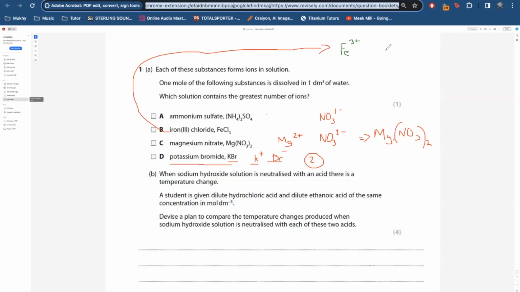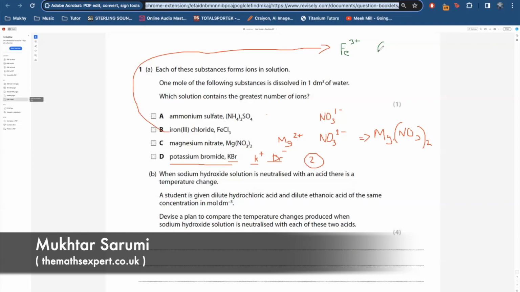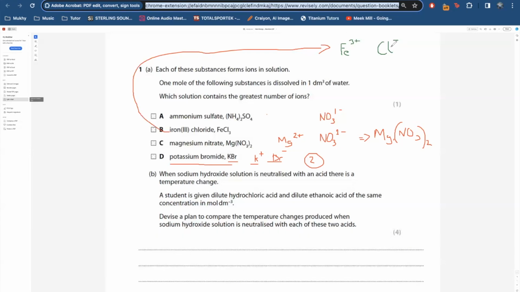And what about chlorine? Cl 2 minus? Check your periodic table. Oh, 1 minus. So Cl minus. Therefore, how many ions would it take to balance Fe3 plus? How many chlorine? It would take 3. Correct.